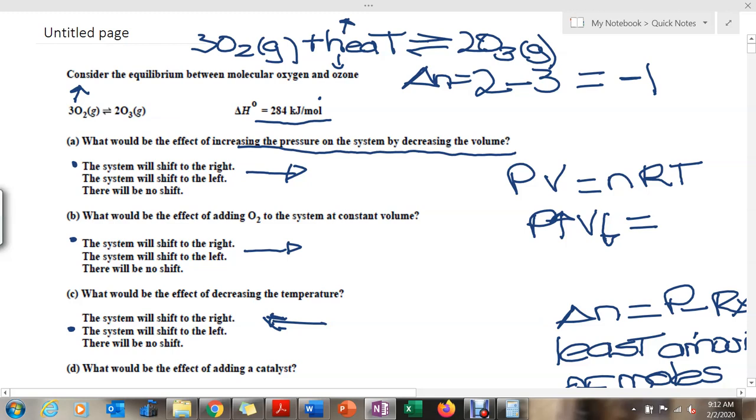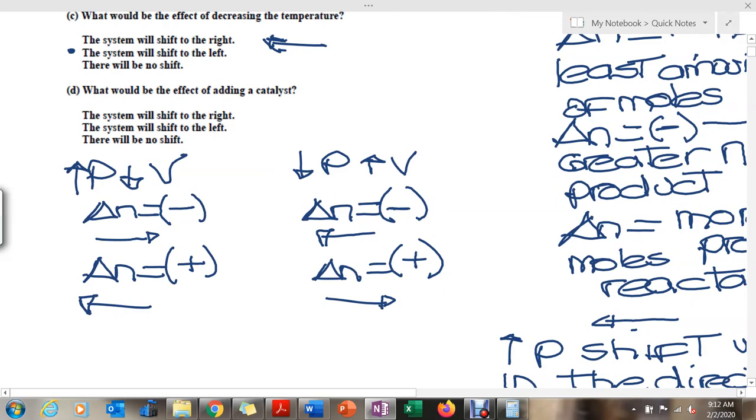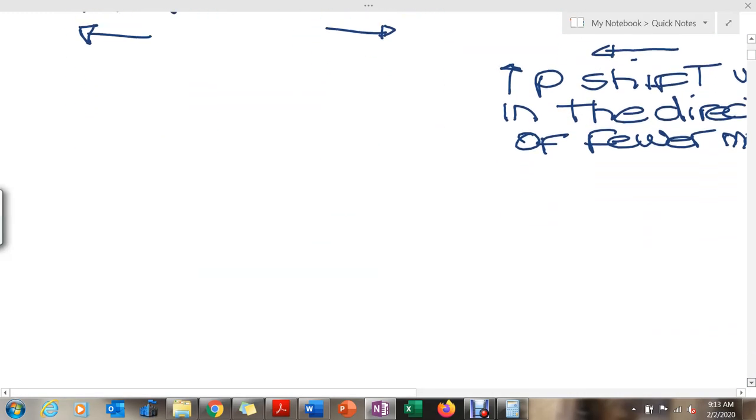This is the answer. And finally, the other one is the catalyst. There's no shift, because it will change the speed of the forward and the reverse reactions at the same time. So there's going to be no change in equilibrium.